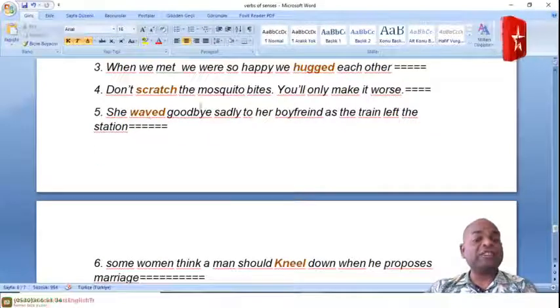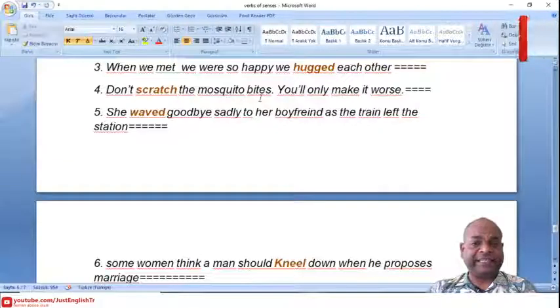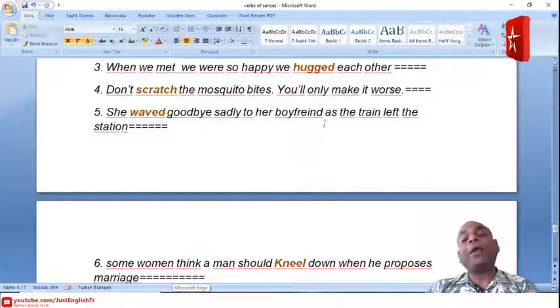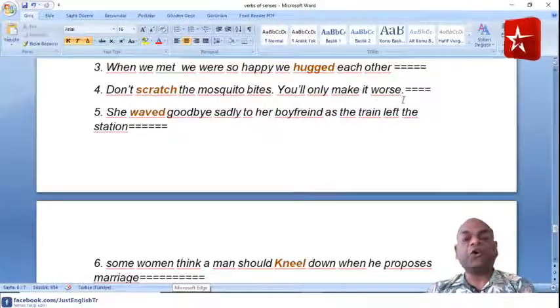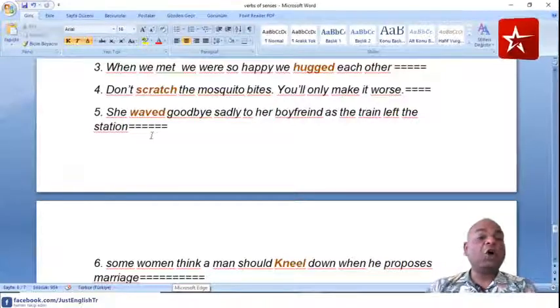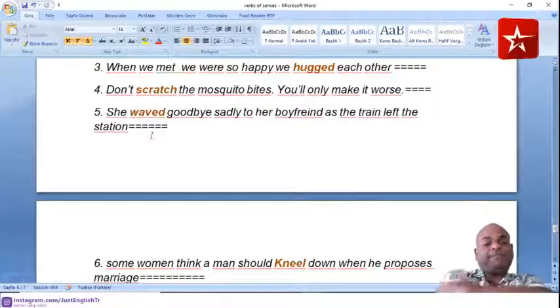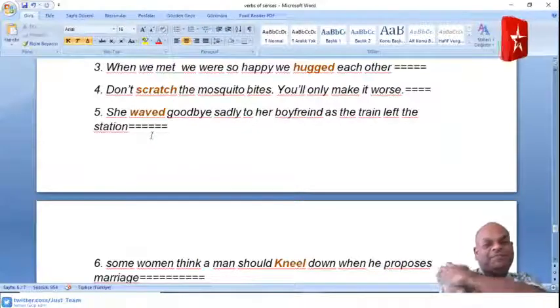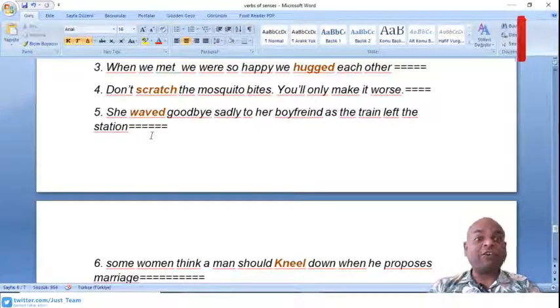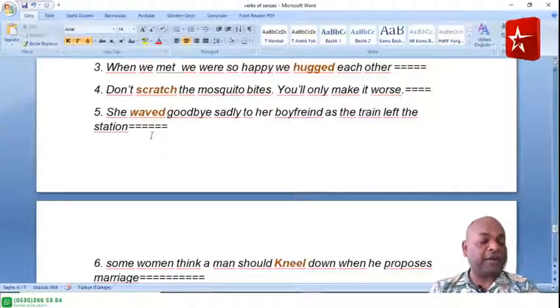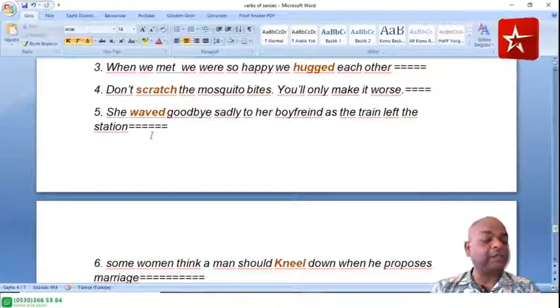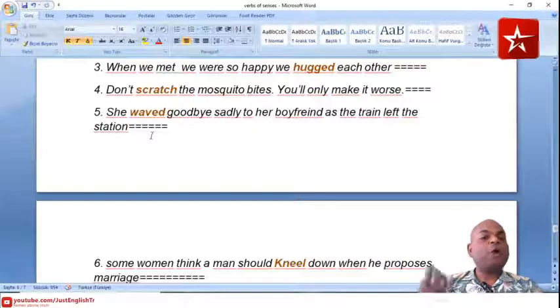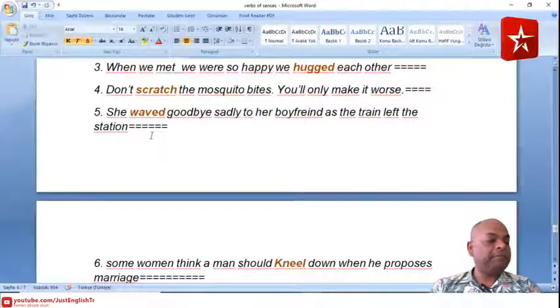Don't scratch the mosquito bites. You will only make it worse. Don't scratch. Now this is called scratch, all right? Don't scratch the mosquito bites. You will only make it worse. Guys, I need your answer. How do we scratch them?